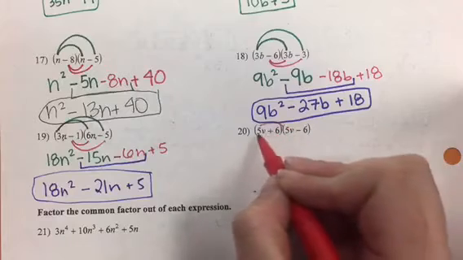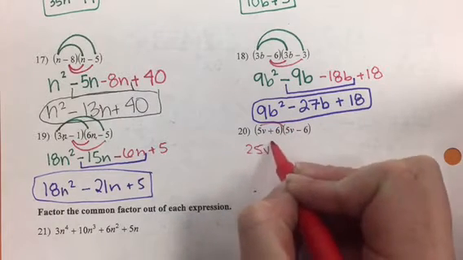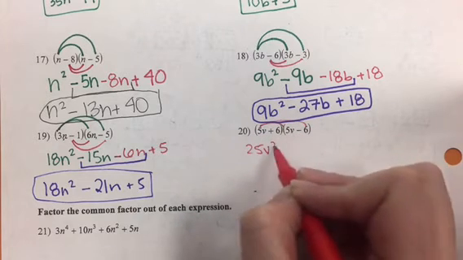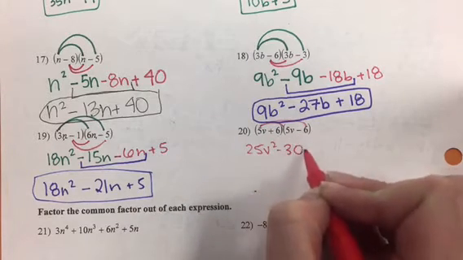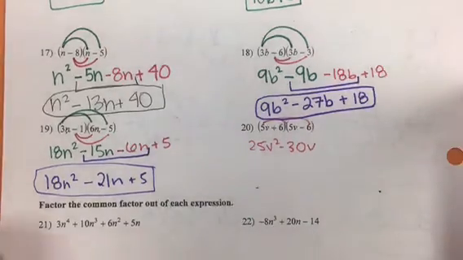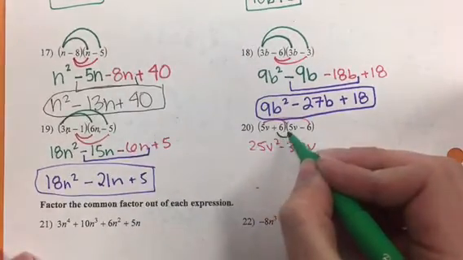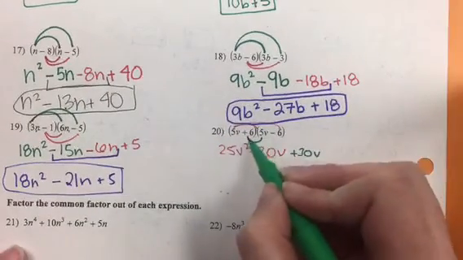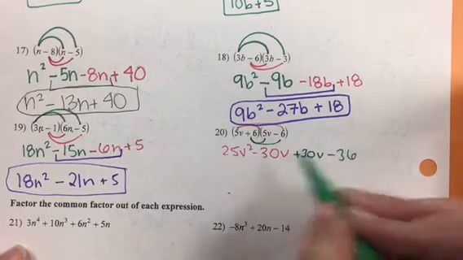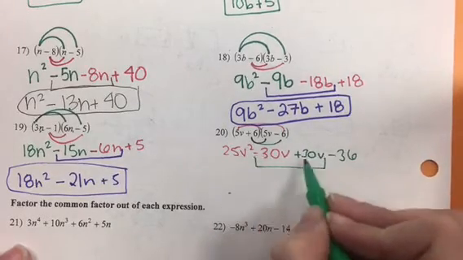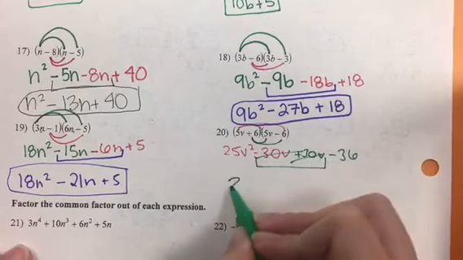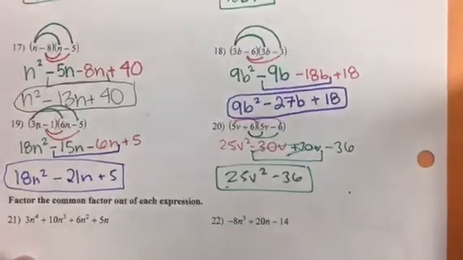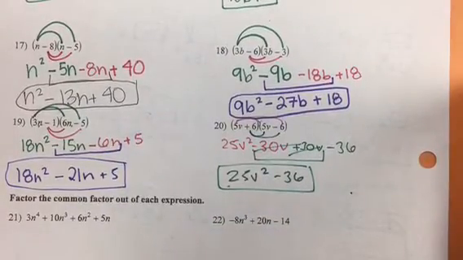Distribute the 5v. 5 times 5 is 25v squared because there's 2. 5 times negative 6 is a negative 30 with only 1v. Now I distribute this positive 6, which makes a positive 30 with 1v. 6 times negative 6 is negative 36. Combine like terms, a negative and a positive 30 cancel out. 25v squared minus 36 is our simplified answer for multiplying the product.